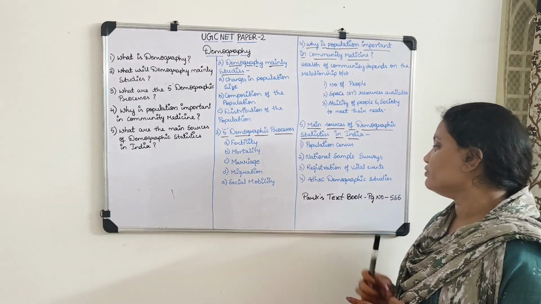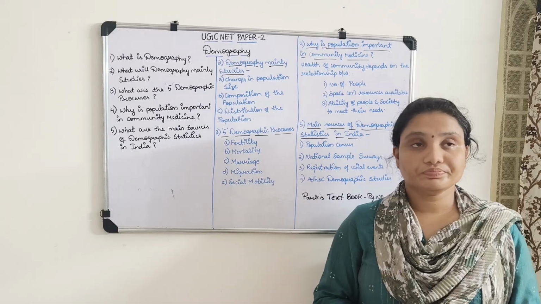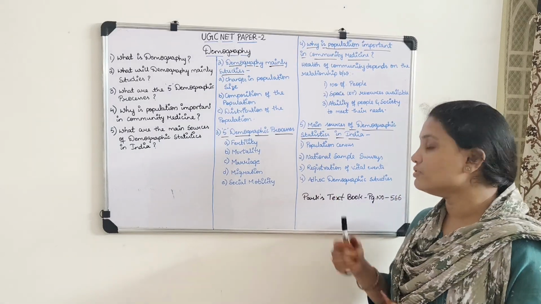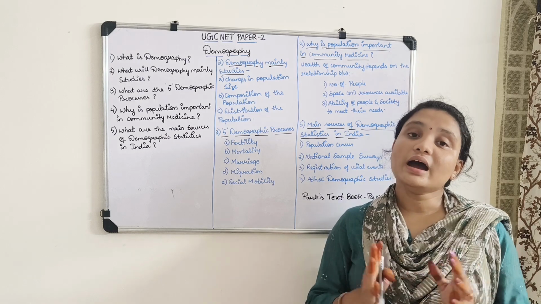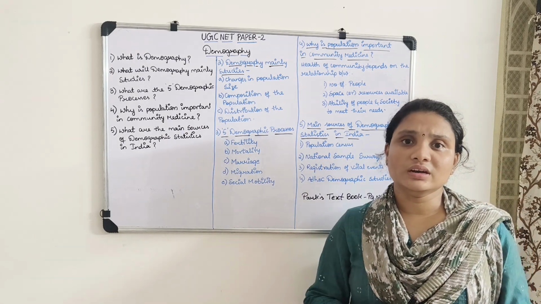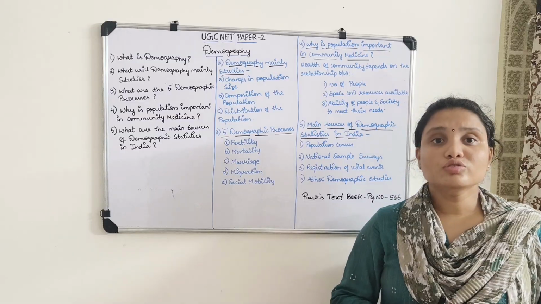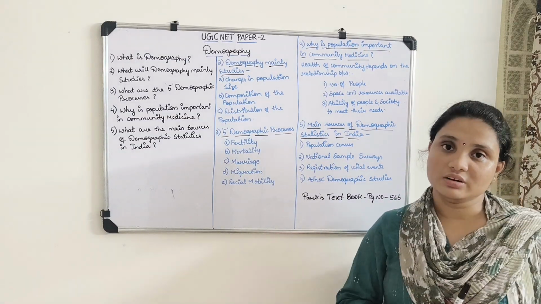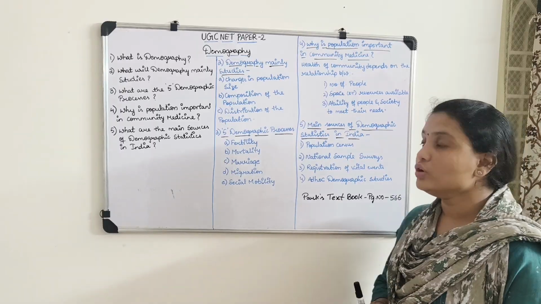And next, ad hoc demographic studies. With this method, if there is any particular purpose only, we will use this method. For suppose in a particular area there are high infant mortality rates. Why are there high infant mortality rates in that particular area? For this purpose we will use ad hoc demographic studies. So this is all about demography.